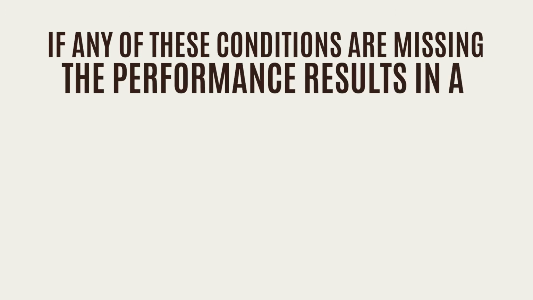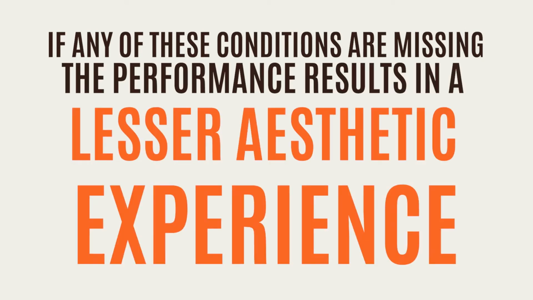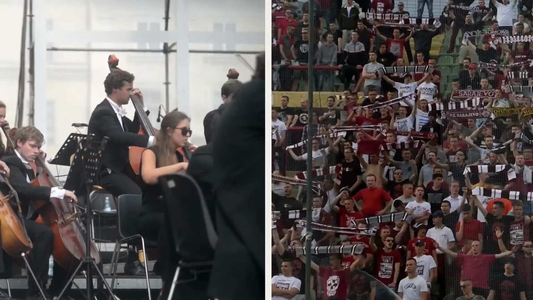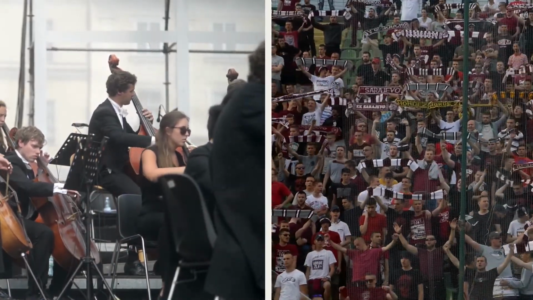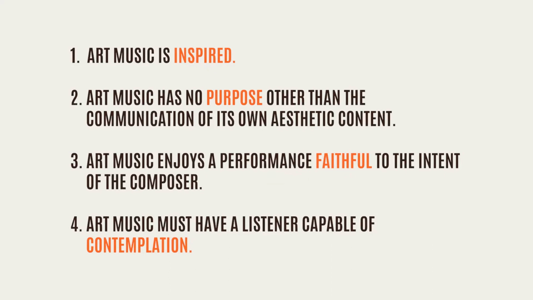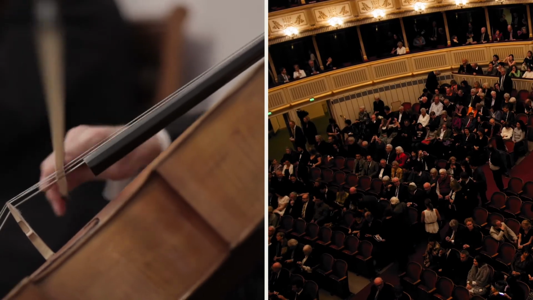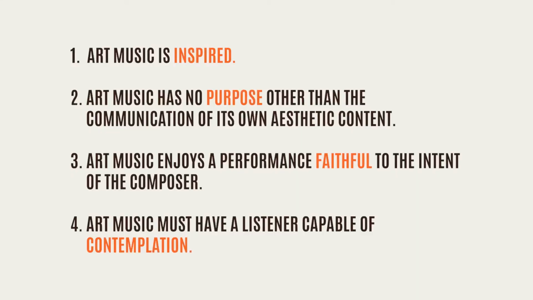If any of these conditions are missing, the performance results in a lesser aesthetic experience. Beethoven's Ninth Symphony, played by a great orchestra in a stadium during the halftime of a football game, would fail for the lack of condition number 4. There is no listener contemplating the music. Beethoven's Ninth Symphony, played in a concert hall with an attentive audience, but performed by a terrible orchestra, would fail for the lack of condition number 3. A performance must be faithful to the intent of the composer.